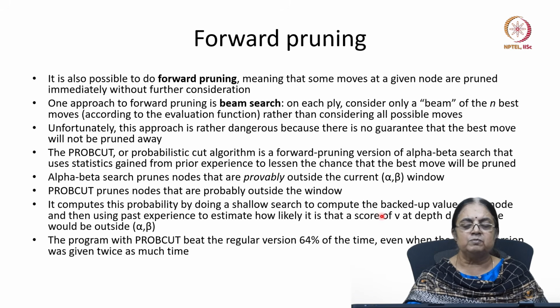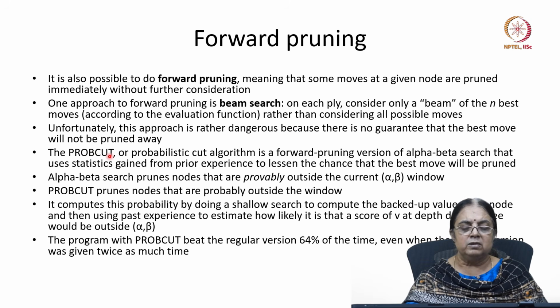But like they say, even though your evaluation gives that, there is no guarantee that the best move has not been pruned away, right? Which makes it difficult. Another is what is called the probabilistic cut. Alpha beta search prunes nodes that are provably outside the alpha beta window. But in the case of ProbCut, it's probably outside the window, not provably outside the window. So it checks the probability of nodes which are outside that window and it deletes those, right?